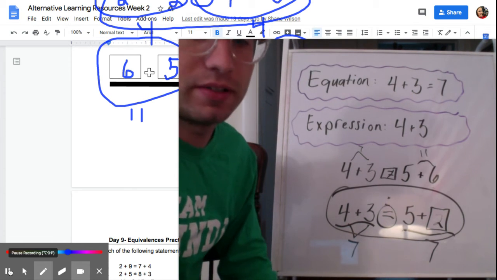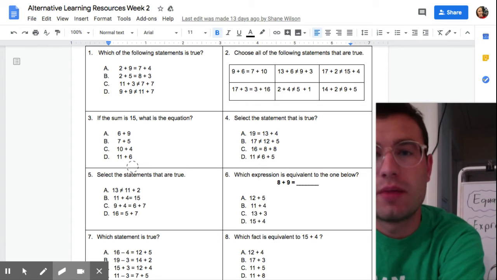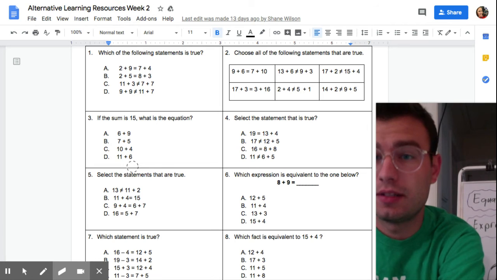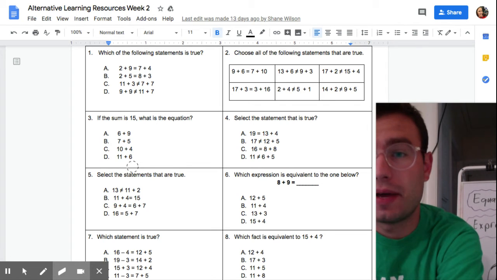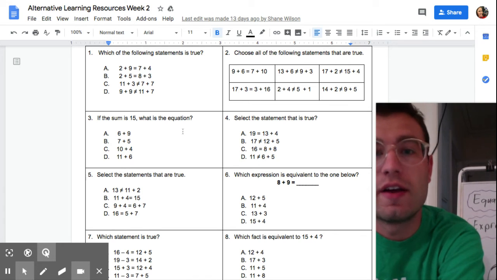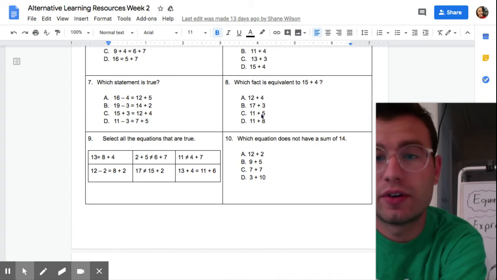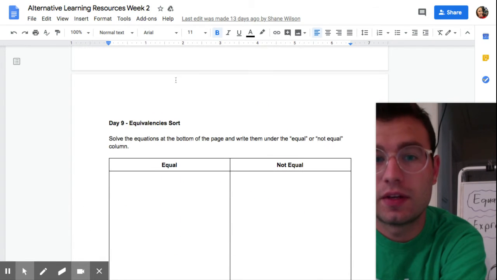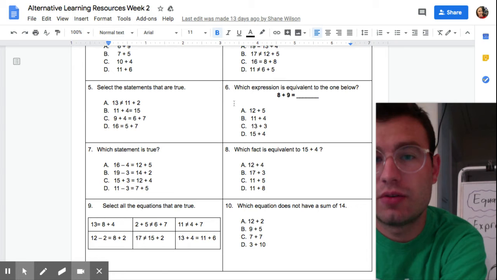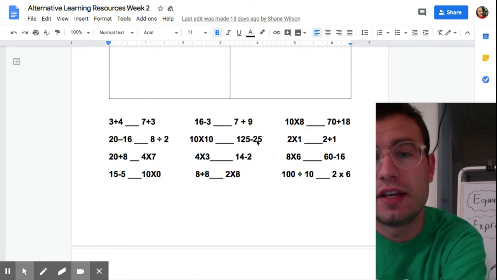All right, I'm going to hit pause. You've got quite a bit of practice here on the next page, but just remember, both sides of the equal sign or the not equal sign need to be either balanced if it's equal or not balanced if it's unequal. So you've got a lot of true and false, or find out which ones are true, or find out which ones are equal, or whatever the question is. Take your time through this. We're going to go over these answers here. As soon as you're ready, you can hit play and check your answers, and then I'm going to explain this sort.